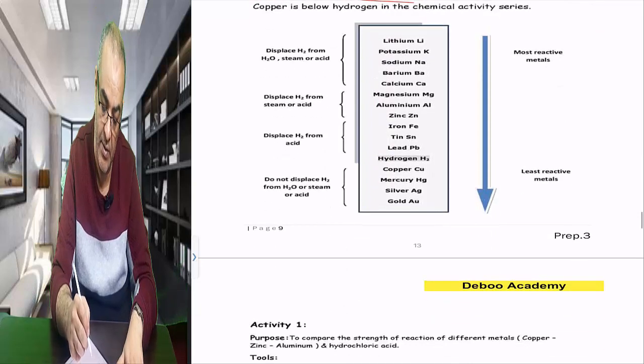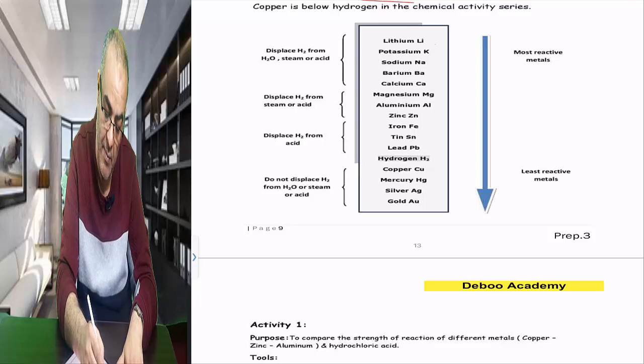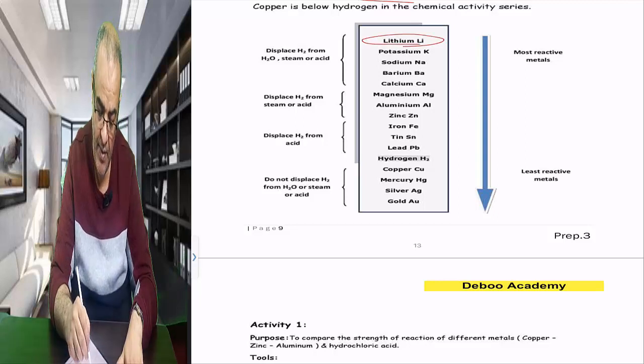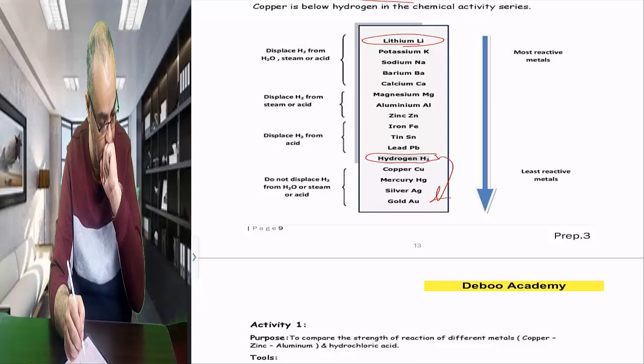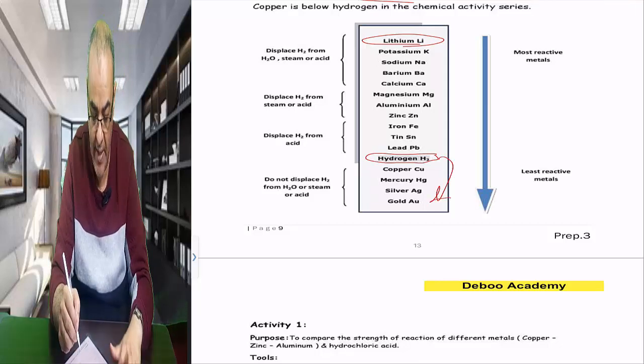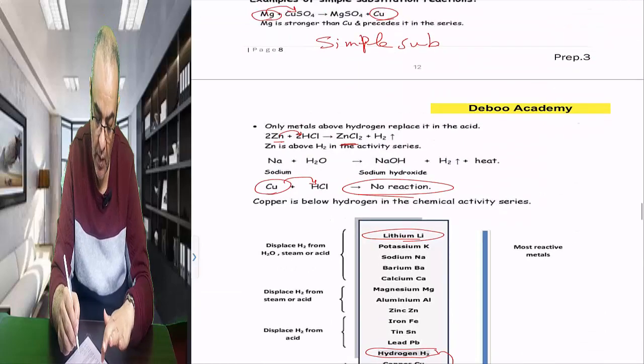This is the chemical reactivity series. It is the arrangement of elements according to reactivity. The most active one is lithium. The least active one here is hydrogen. After hydrogen, a metal can't replace hydrogen.